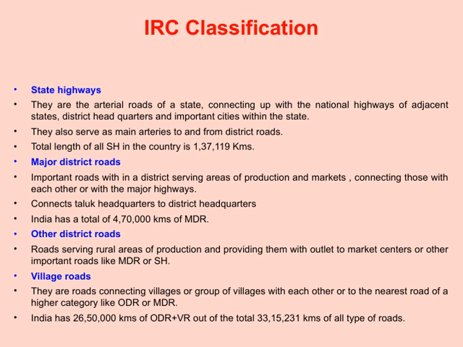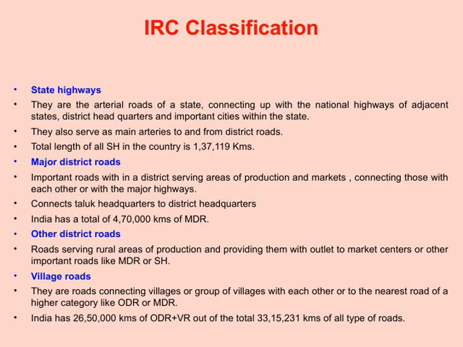Moving on to major district roads, these are important roads within a district that serve key areas of production and markets. They connect these areas with each other and with major highways. An example is connecting taluk headquarters to district headquarters, facilitating efficient movement of goods and people. India has approximately 470,000 kilometers of these major district roads, emphasizing their role in regional connectivity.